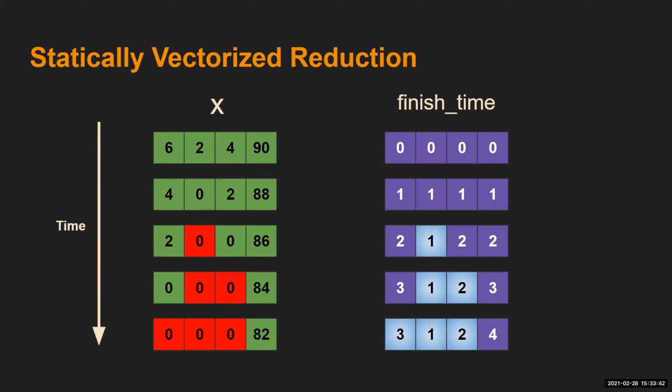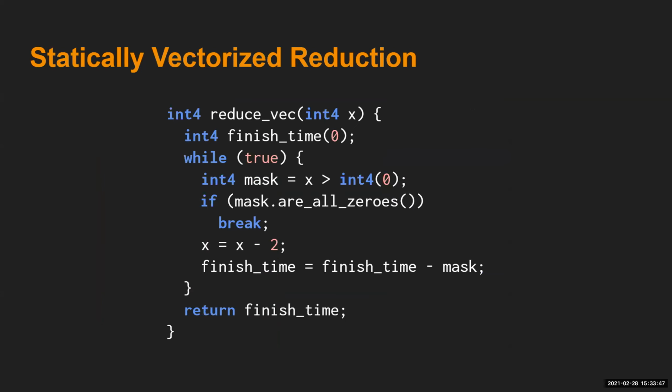And I just want to show actually how you could implement this code. I think it deserves a mention, because it's relatively simple. So here I have an artificial type, this int4, which is a vector type, let's say, so that we don't have all these horrible intrinsic names. So again, we start the finish time, we start all the lanes at 0. And then again, we assume that this operator is overloaded. So it's not really a scalar subtraction, it's a vector subtraction, subtracting 2 from every lane.